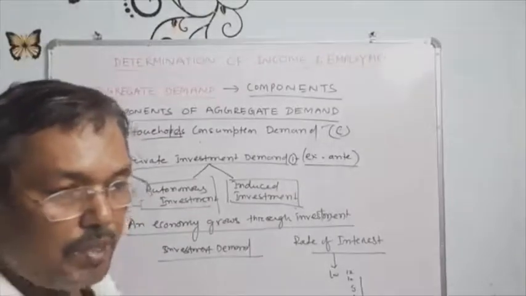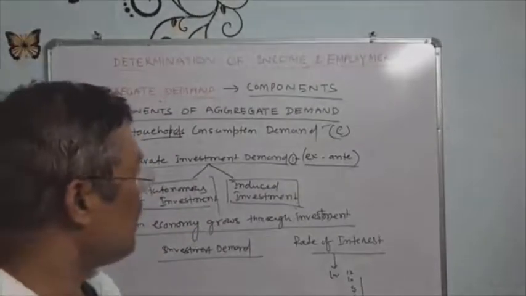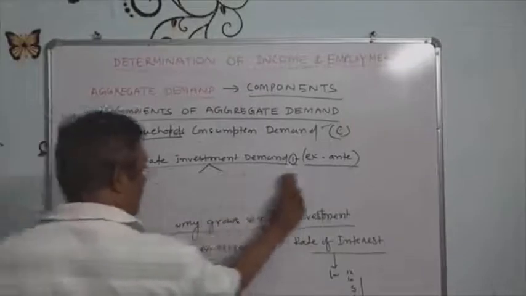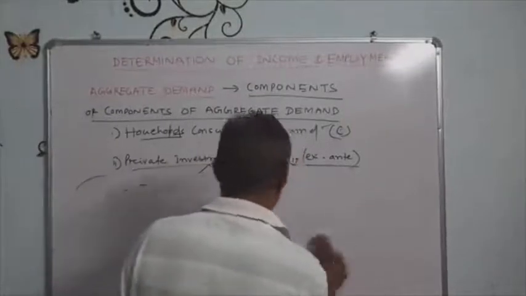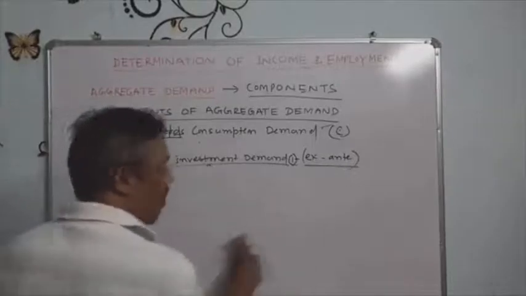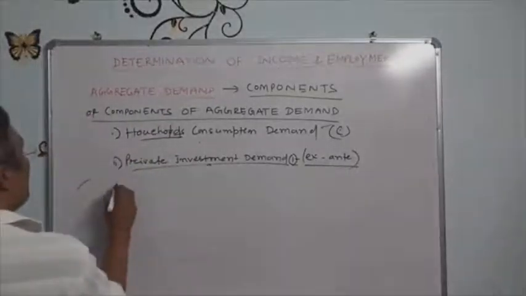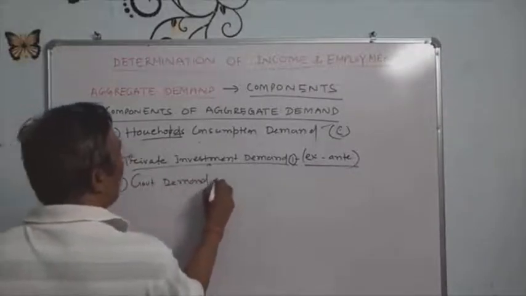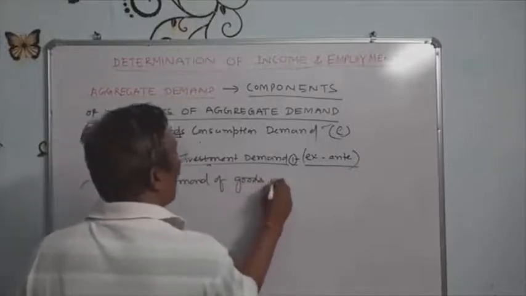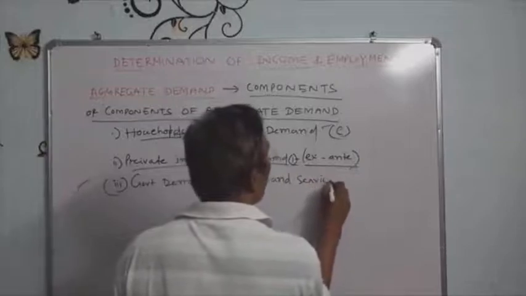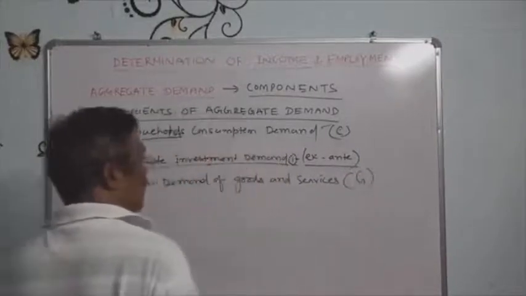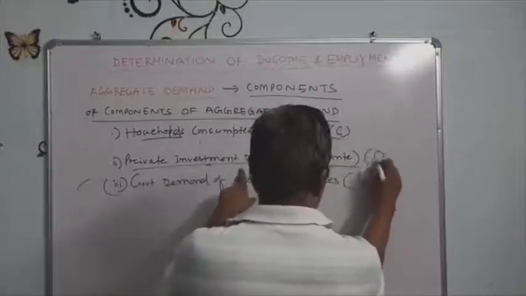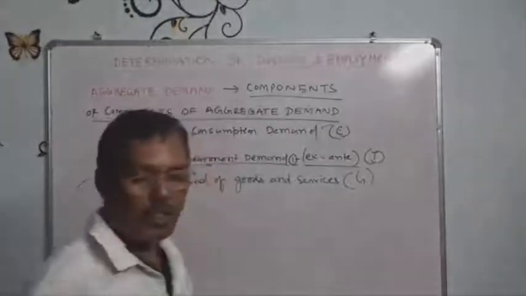household or private consumption expenditure. Second is private investment demand, and third is government demand for goods and services, shortly G. This is C, household consumption demand; private investment demand, that is I; and third, government demand for goods and services.